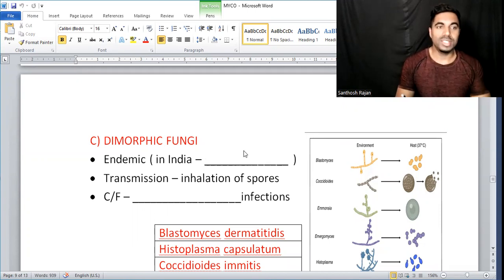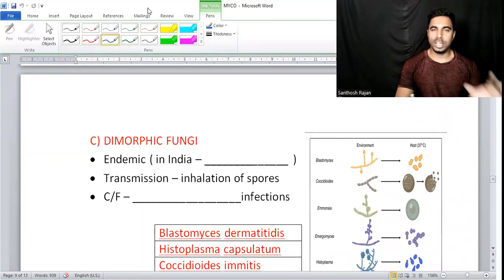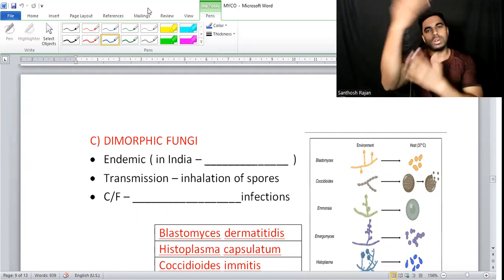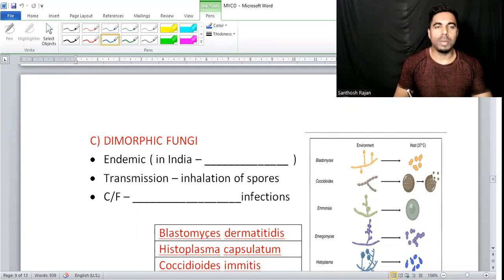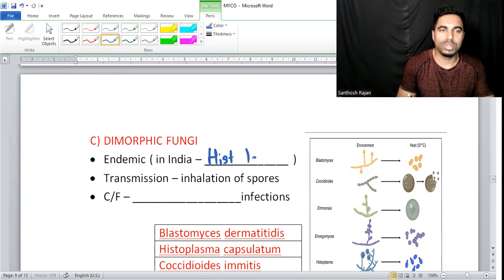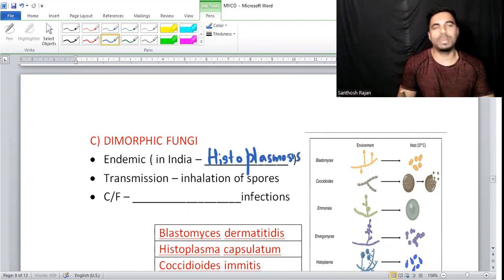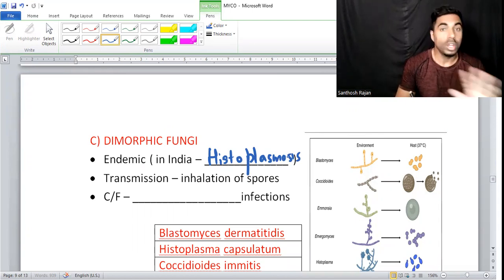So let's start now. In dimorphic fungi, the main thing is, dimorphic disease is usually what? Endemic. It's endemic to one particular region, mostly in America, either North America, South America, or Central America. But in India, among all the dimorphic fungi, only one is very common. If you remember, that is histoplasmosis. It has been isolated in India, not very commonly, but other diseases are very, very rare, or have never happened in India.